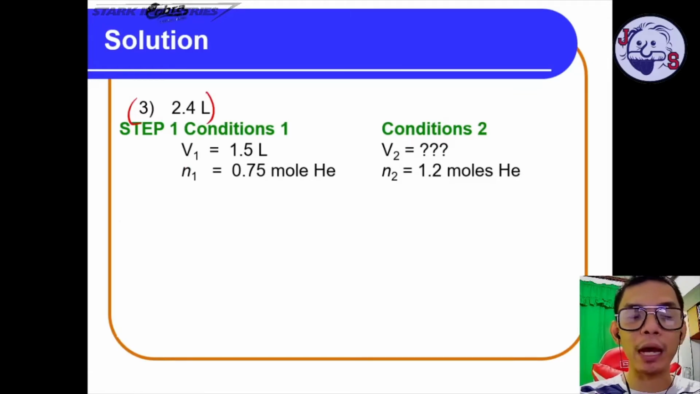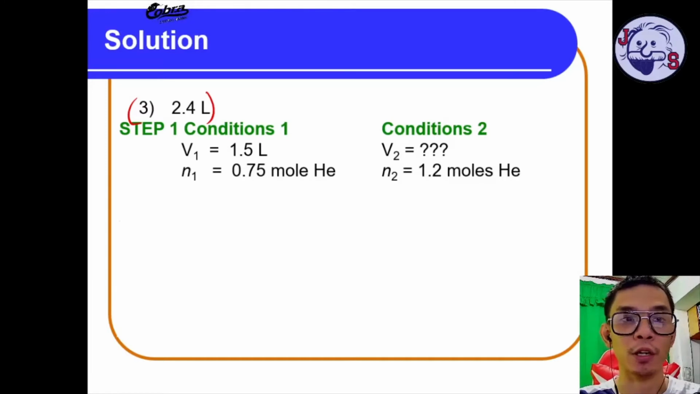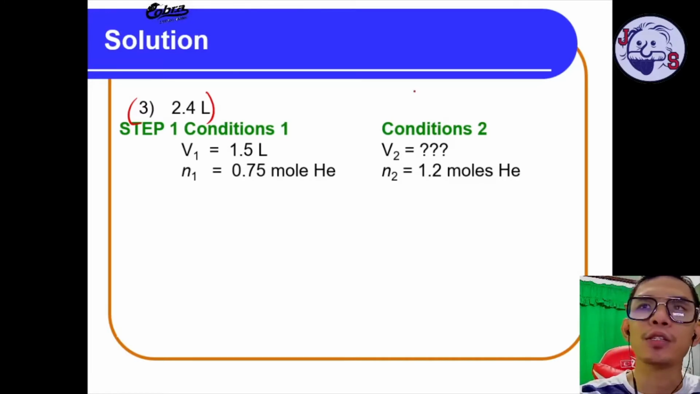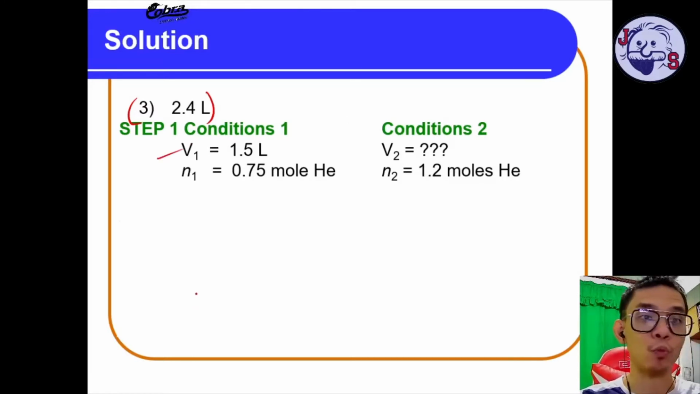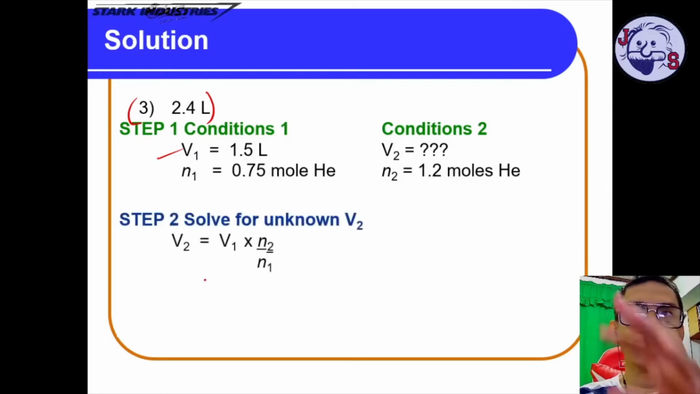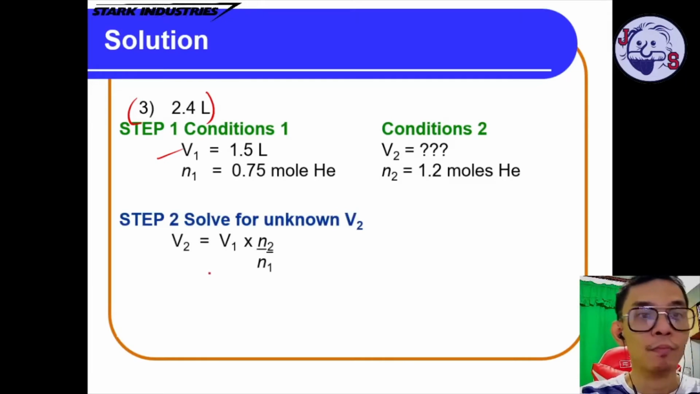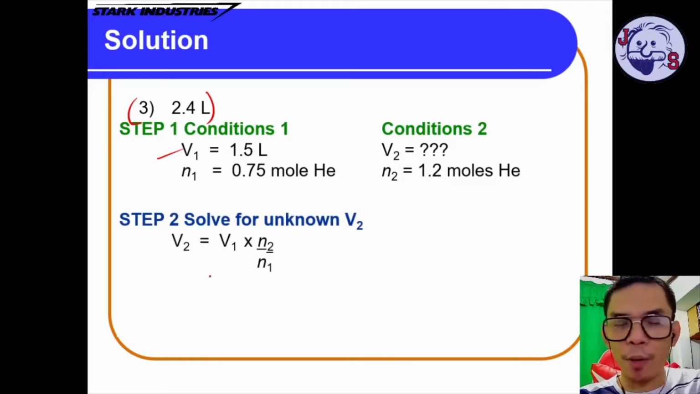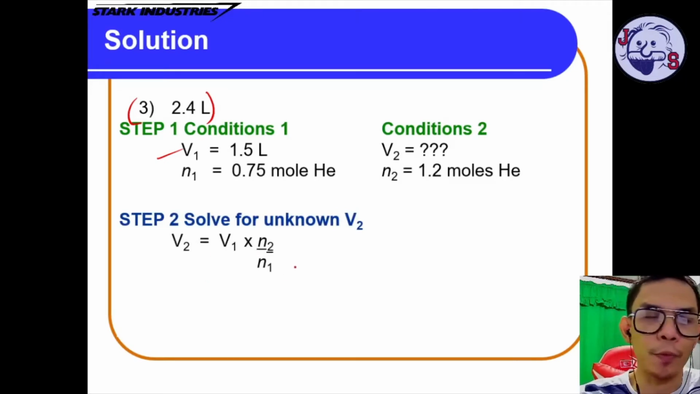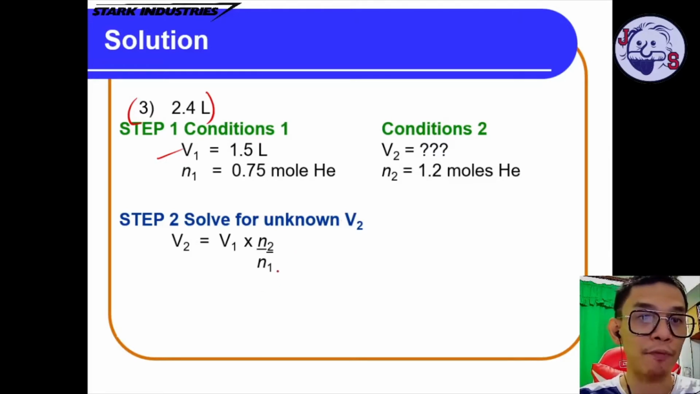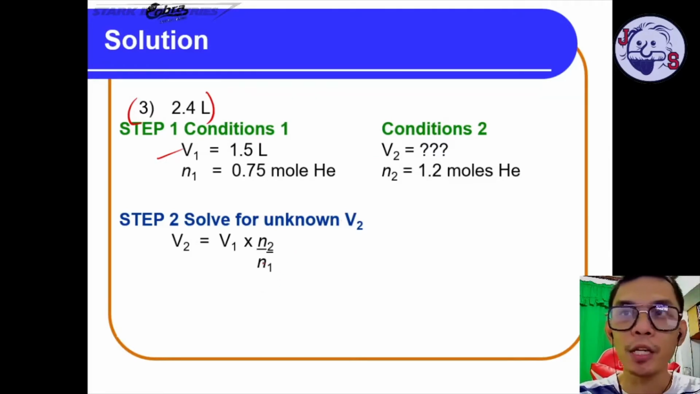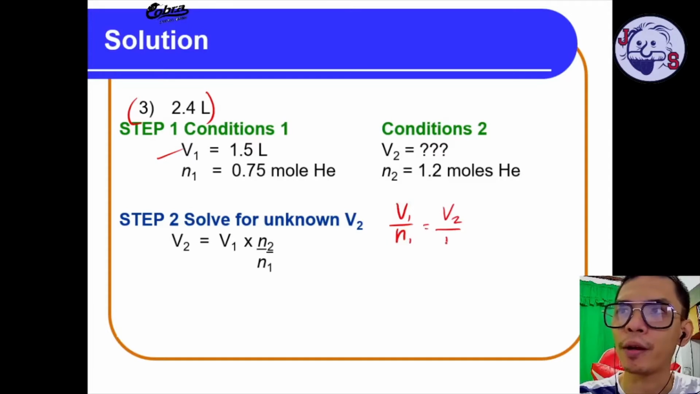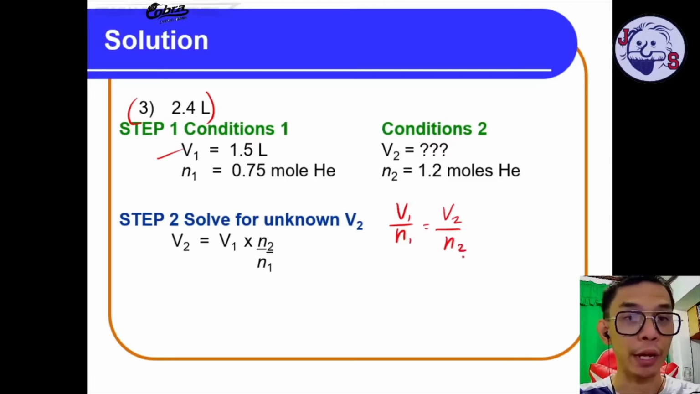So how did we get this 2.4 liters? This is the solution. We have here the data that we got from the problem a while ago, and the formula that we were going to use. If you were going to ask where this formula came from in the first place, it came from this formula: V1 over N1 is equal to V2 over N2. So there you have it.